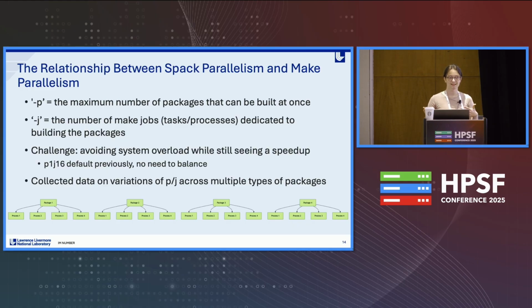So we're trying to avoid system overload while still seeing a speed up and having these multiple packages. So how many processes should we be dedicating to each package? What's the ideal place for speed up there? So we collected data on variations of this P and J relationship across multiple types of packages. And this diagram at the bottom here, I think, is a good way to visualize what I was saying about the packages and how we can allocate individual processes to those packages.